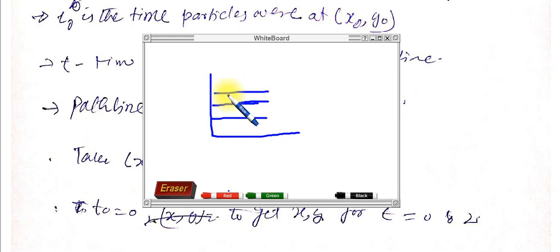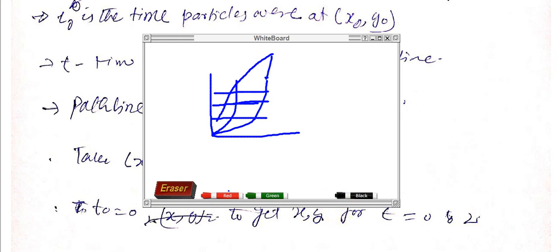So in the steady case, the streamline, the path line and the streak line will be the same. The only difference is produced in this case: this is the path line of this particle, and this is the path line of another particle, and this will be the streak line. So in the unsteady flow they will be different, but for the steady flow all three lines will be the same.